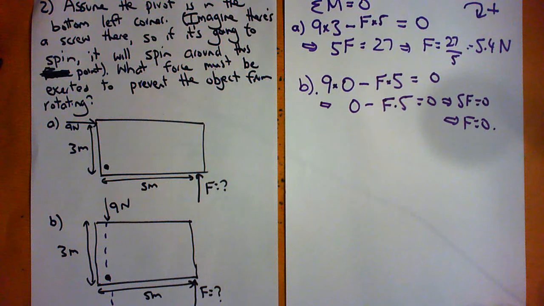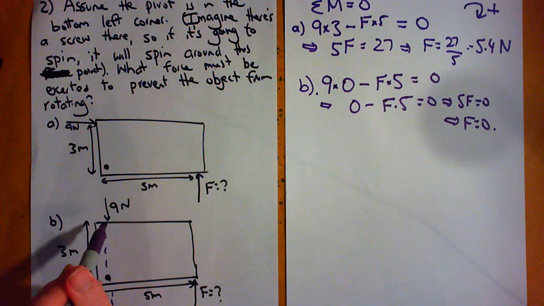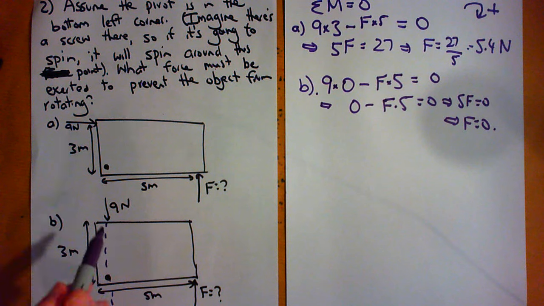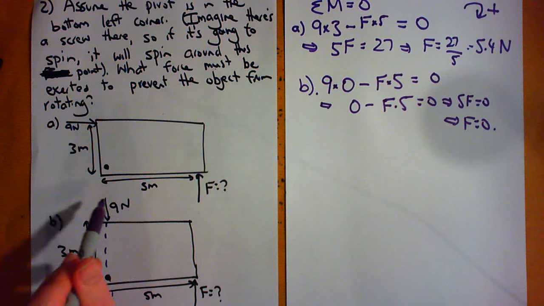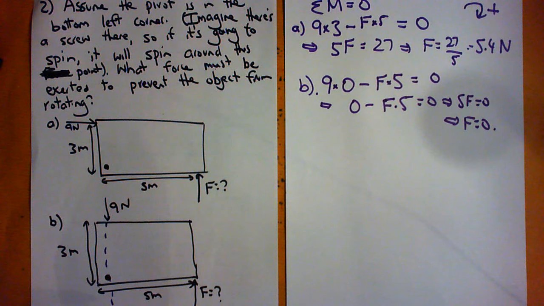So there's only going to be no rotation if there is 0 force down here, which makes sense because this is not actually providing a clockwise or an anti-clockwise moment, so there is no clockwise moment due to this 9 Newton force, and therefore the other force here also cannot be providing a moment, and therefore, since its perpendicular distance is still 5, that force needs to be 0.